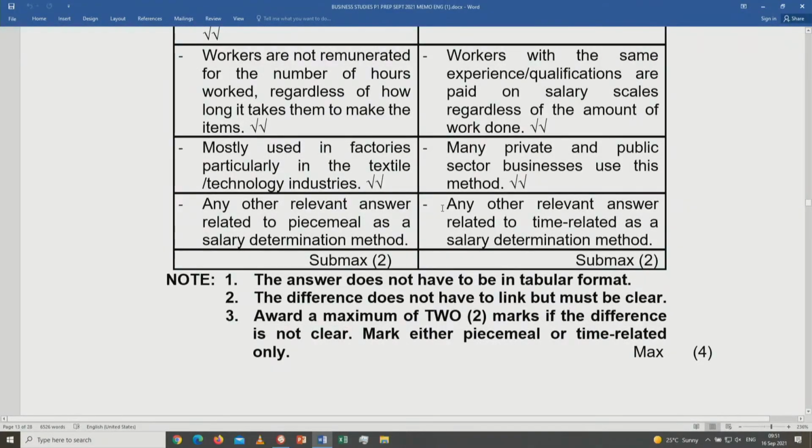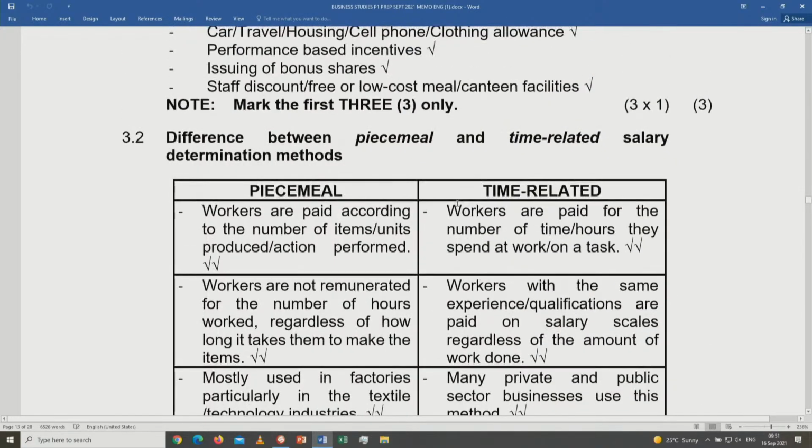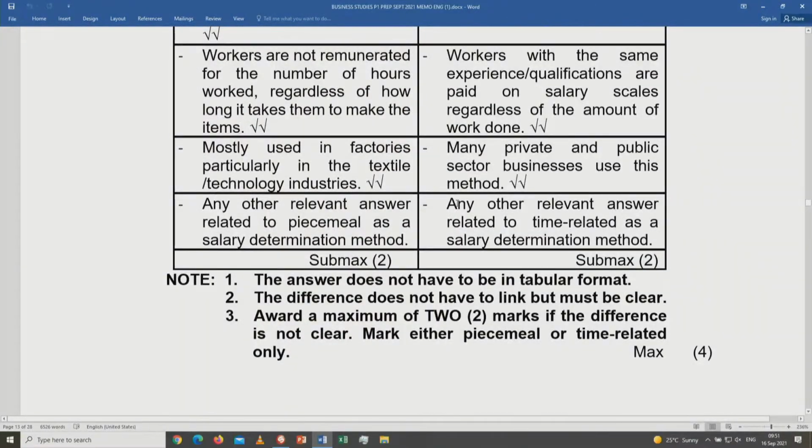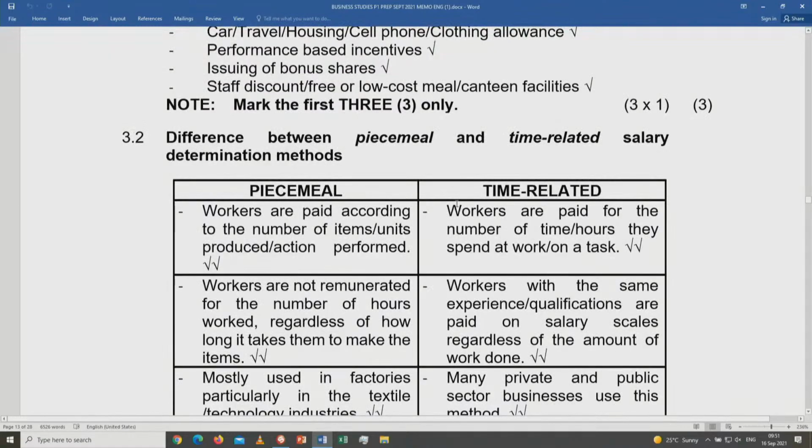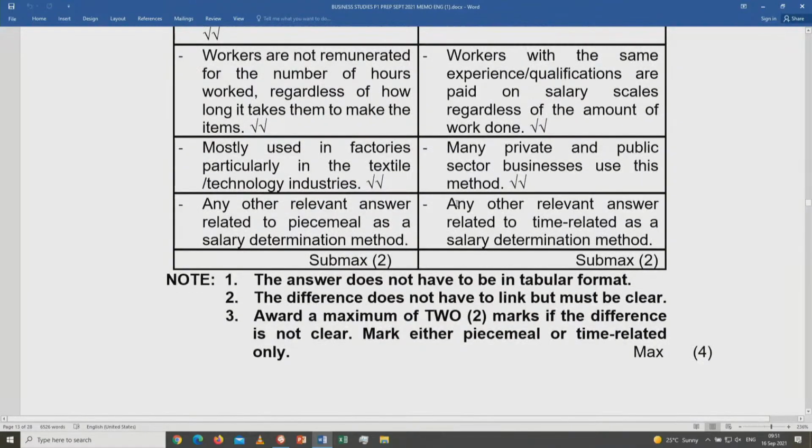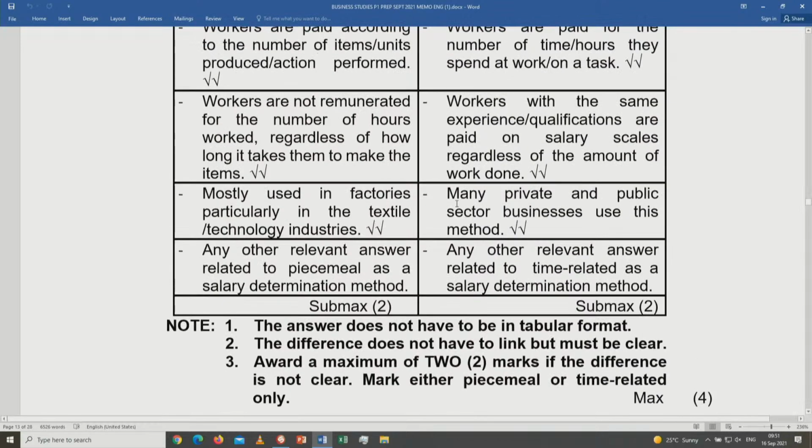Let's come to the notes. You can see there that for piecemeal, submax is 2. For time-related, submax is 2. Maximum is 4. Now, look at the notes. The answer does not have to be in a tabular format. So, learners can present their responses in whatever way.